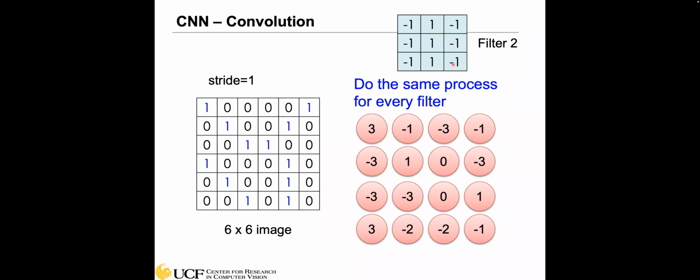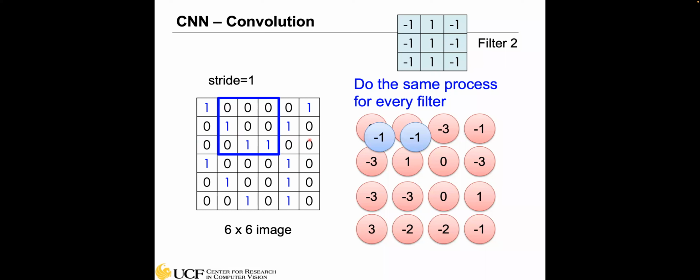And we can have another filter, right? Maybe this one is doing something different. In this case, we are not detecting the diagonal edge, we are detecting the vertical one. We have this 1, 1, 1 here, so this filter is detecting this vertical edge, okay?